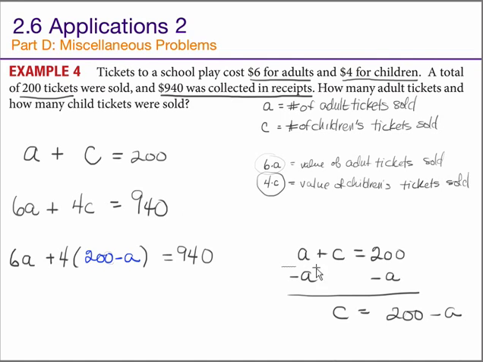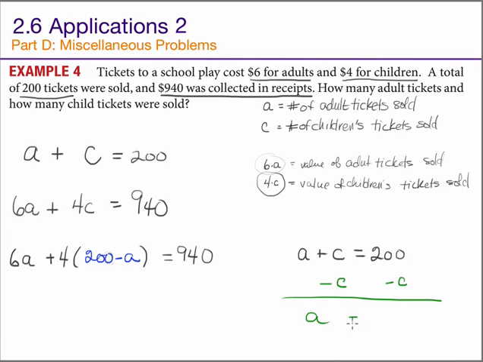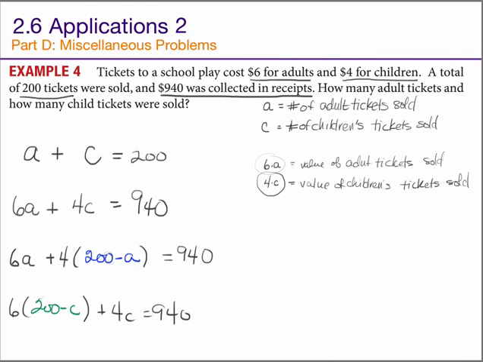And I can carry on from there. It's worth noting that I could have solved this for A instead. And in that case, I could rewrite this sentence 6 substitute for A plus 4C equals 940, and A can be replaced with 200 minus C. Either one of these will work for continuing the problem. Let's do this version here.